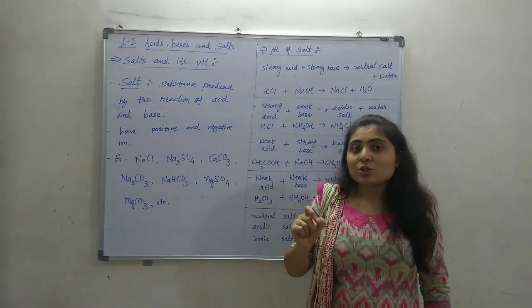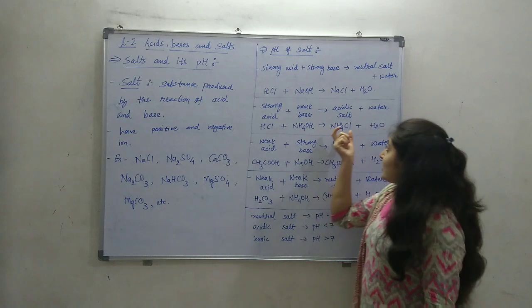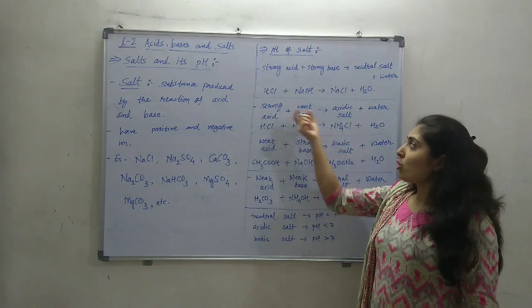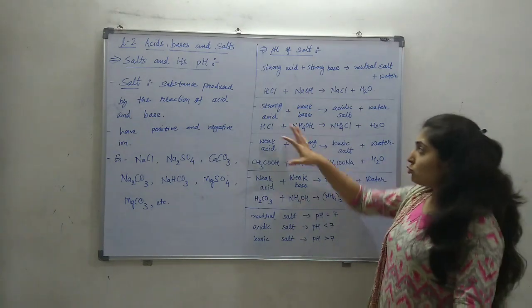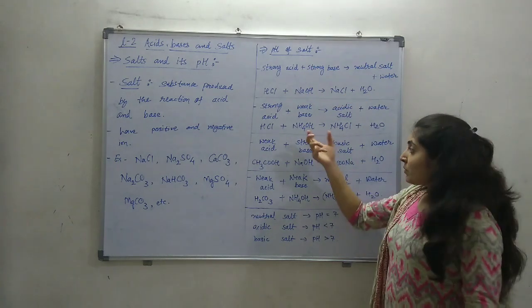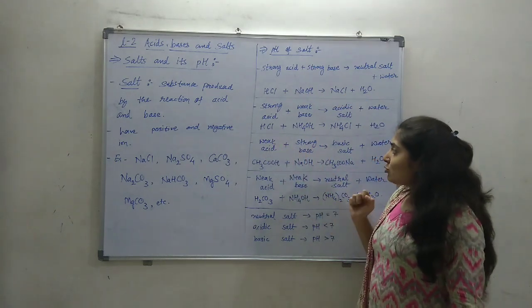Okay, what will be the nature of this salt? This salt will be an acidic salt because it is formed from a strong acid and a weak base. So the strongness of the acidic nature will be seen in the product. Next, weak acid and strong base.